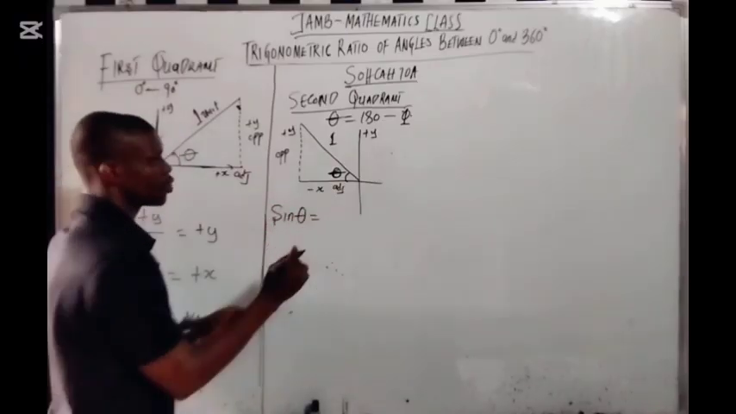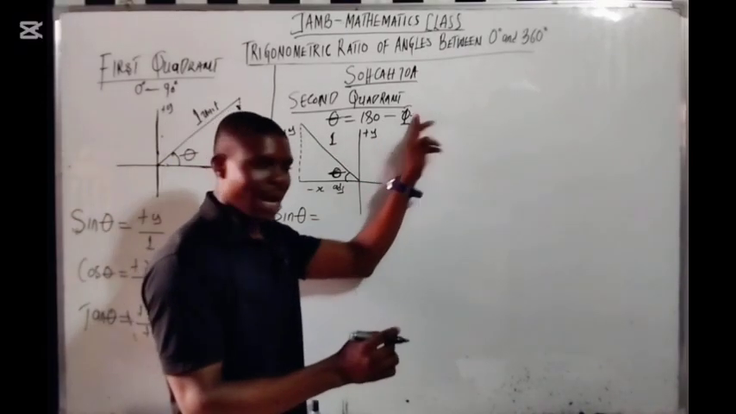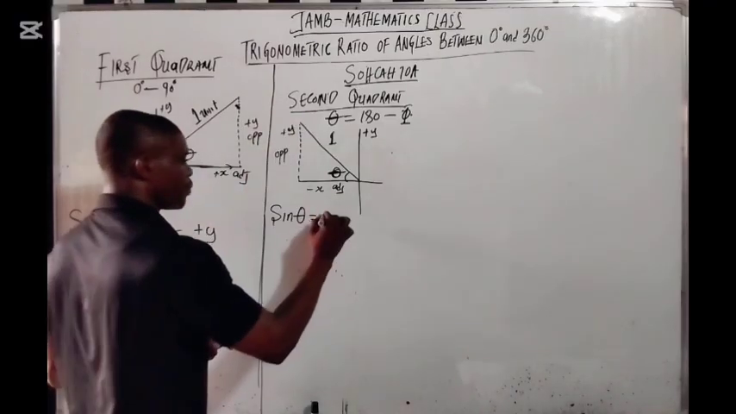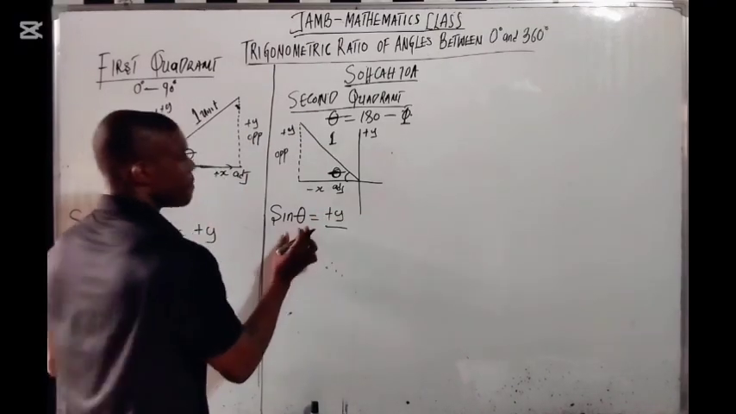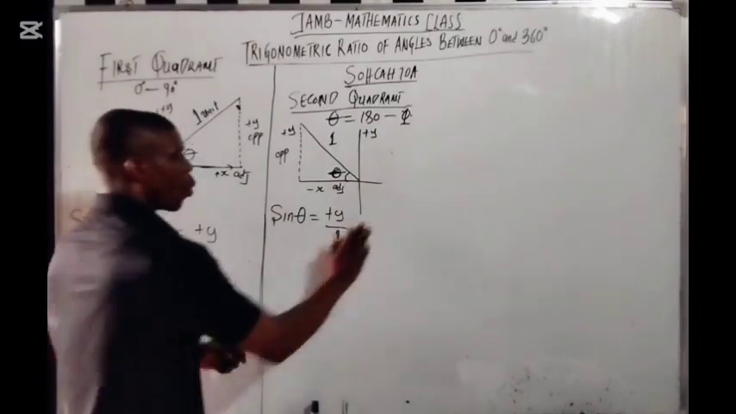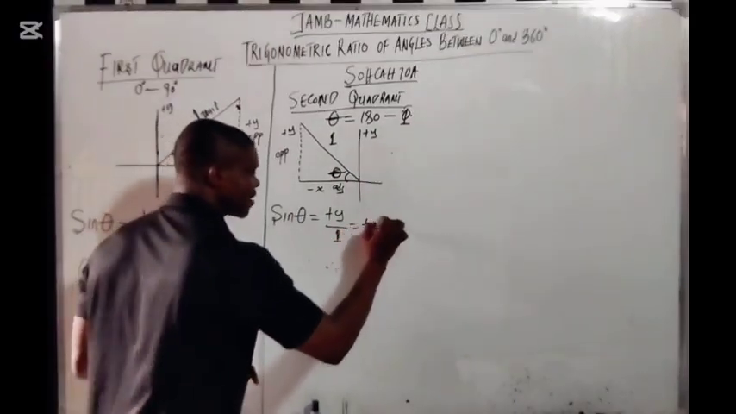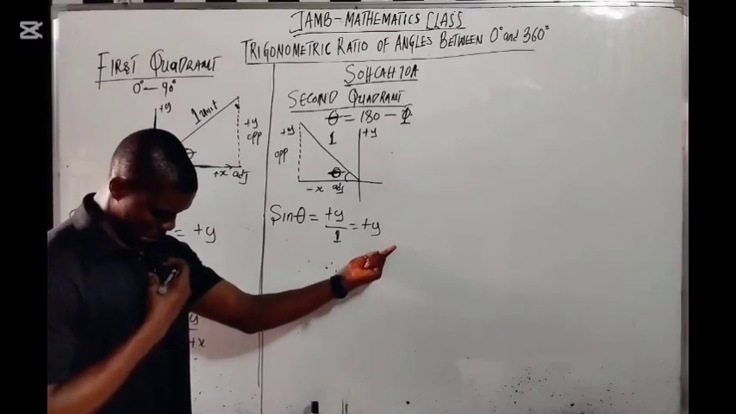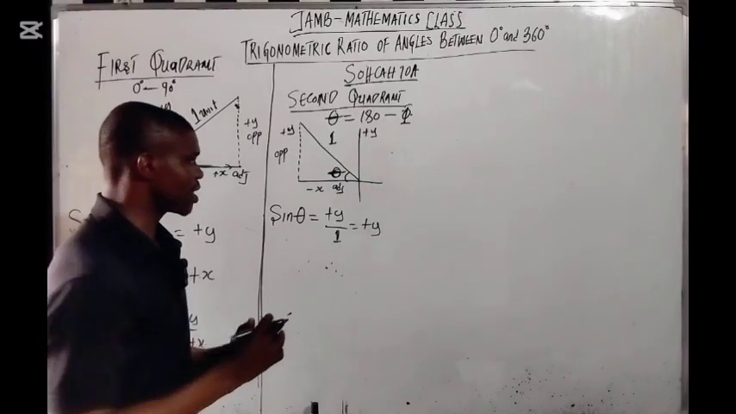So let our SOHCAHTOA, let our sine theta now, which is 180 minus theta, equal the opposite. What is my opposite here? Here is my plus y over my hypotenuse, which is 1. What does it mean? It means that my sine theta is positive here.